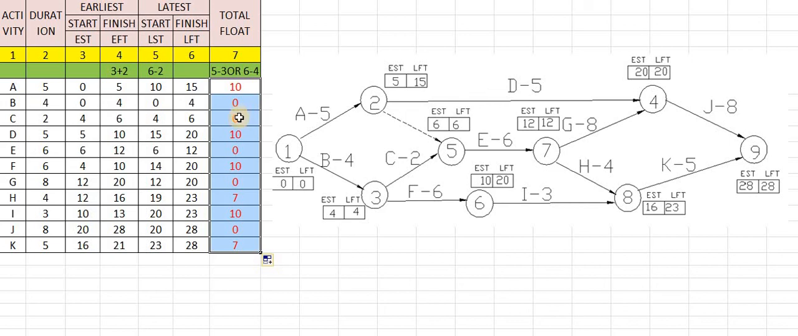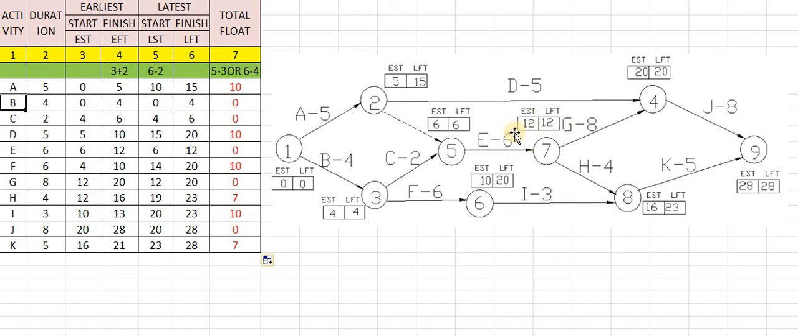Also, in the last lecture I said that when EST and LFT are both the same, it itself indicates the critical path. That means 1 to 3 is the critical path. That means B activity is the critical path, because EST and LFT are the same. What is next? C activity is also on the critical path. Yes, 6, 6, same. What is E? Yes, 12, 12. It is also the same.